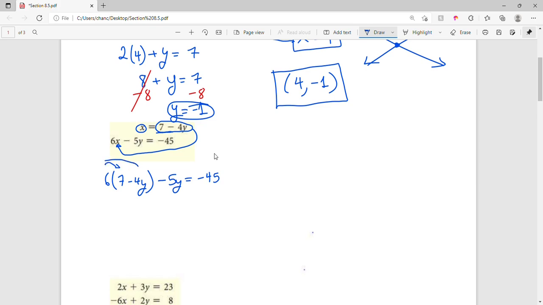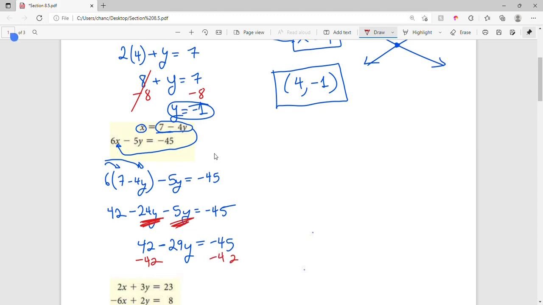Now I can distribute. 6 times 7 is 42. And 6 times -4y is -24y. Minus 5y is equal to -45. Let's collect like terms. We have -24y and -5y, which we can add together. 42 minus 29y is equal to -45. Let's subtract 42 from both sides to solve for y.